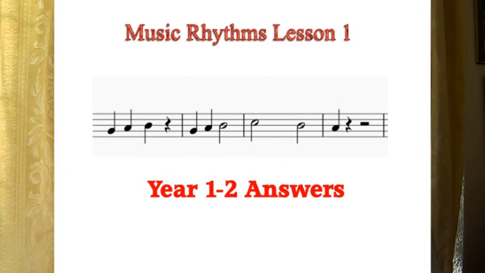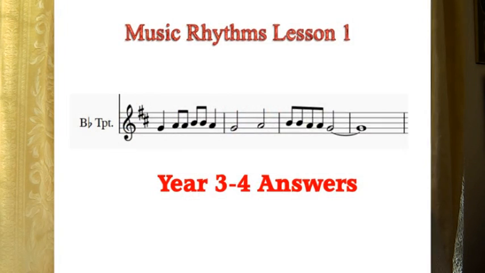Then in the third bar, you've got 2 more minims, both worth 2 beats each. So you've got 8, 9, 10, 11, we're up to 11 beats there. And then in the last bar, you've got 1 individual crotchet, so that's 1 more beat, that's 12 beats in total. So there we are, last week's Year 1 and 2 answers.